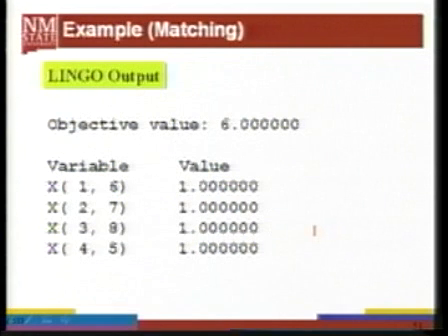And the solution appears like this from LINGO. So we can see the objective value. The total sum of incompatibility ratings from the optimal pairing is 6, right? And the corresponding optimal pairings are 1-6, 2-7, 3-8, and 4-5. Okay?